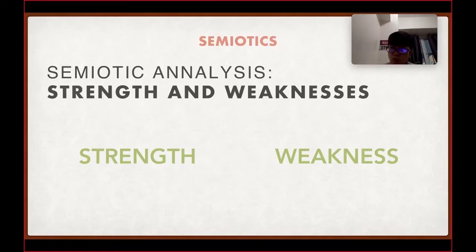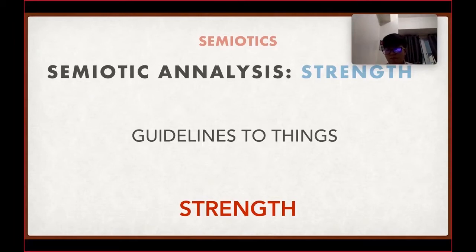Alright, so for semiotics analysis, we came up with the strengths and weaknesses for it. First, the strength of semiotics is that it is a guideline to things. For example, since colors are also a representation of things, it guides us. Like the color white, which represents purity, or something that is pure. So if you go to a place, for example a wedding, you look for a group of people that wears white, or you will look for a place that is decorated with white, or whatever the motif of the place is.